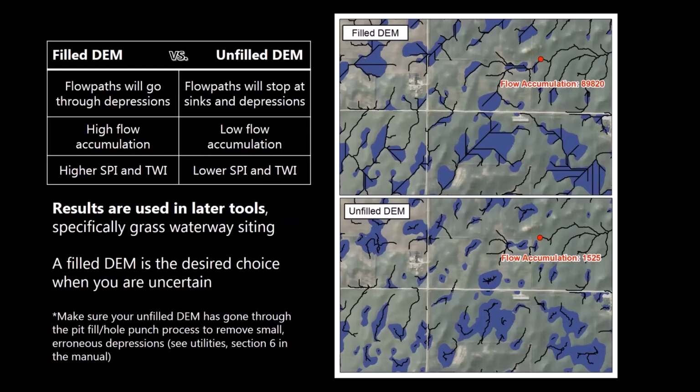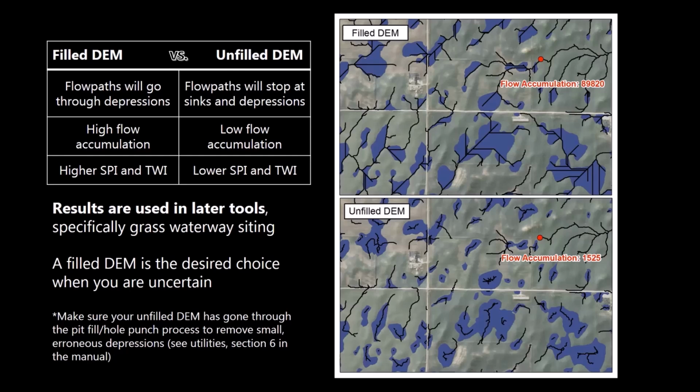When running the More Terrain Derivatives tool, a DEM is required, and it's up to the user whether you want to use a filled DEM or an unfilled DEM. If you use a filled DEM, that means that the sinks in the landscape have been filled, and therefore flow paths are going to go straight through depressions. This is going to result in higher flow accumulation values and therefore a higher stream power index. If you use an unfilled DEM, flow paths are going to end at each sink or depression, which therefore results in lower flow accumulation and a lower stream power index. These results are going to be used in later tools, such as the grass waterway siting.